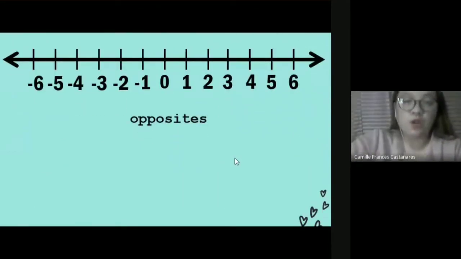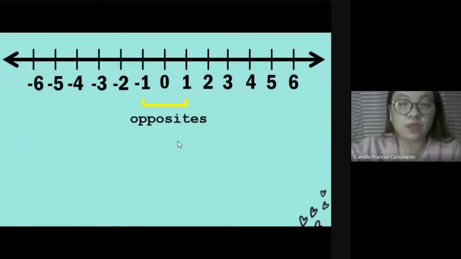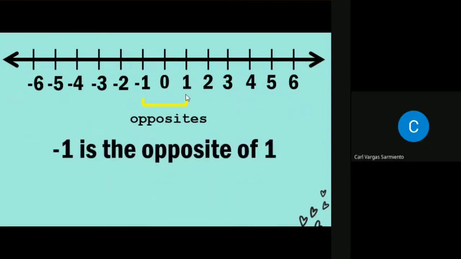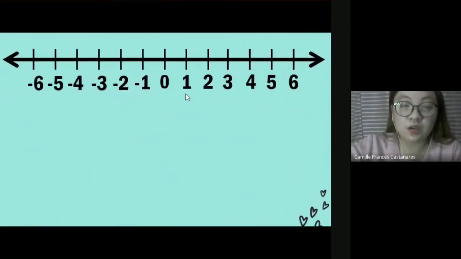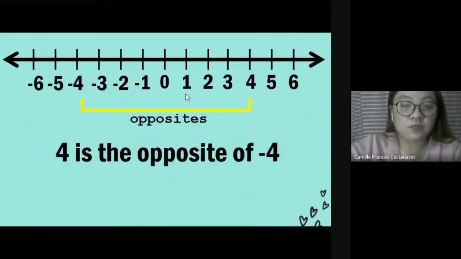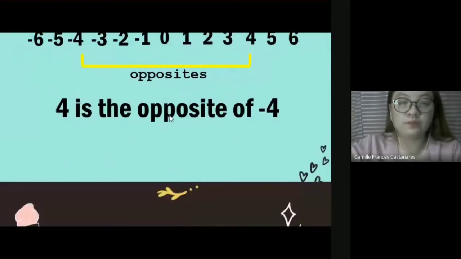So for example, what is the opposite of negative 1? So opposite niya is si positive 1. Okay, positive 1. Next, what is the opposite of positive 4? So the opposite of positive 4 is negative 4. Or pwede natin sabihin, the opposite of negative 4 is positive 4.